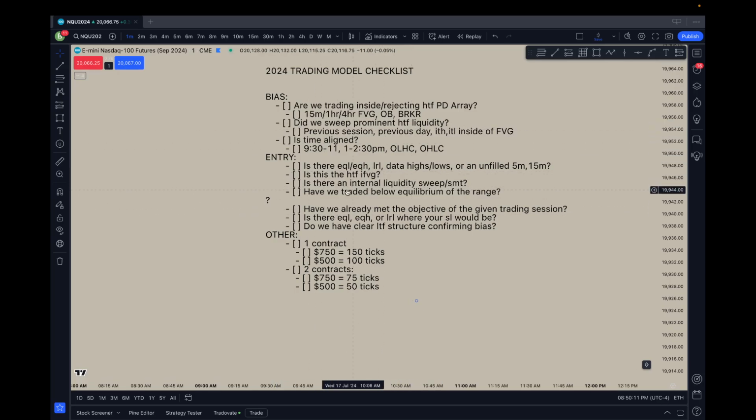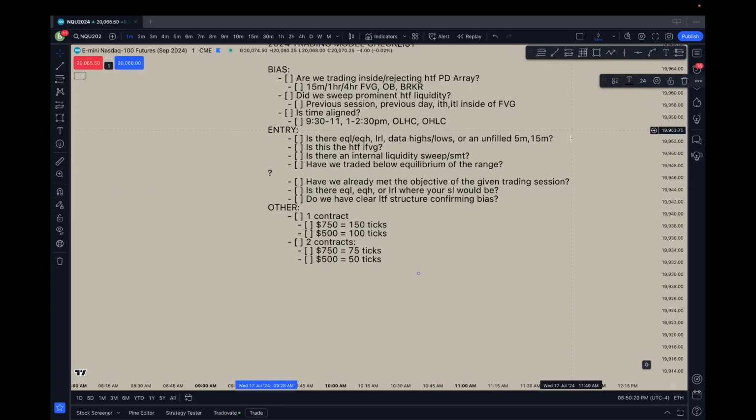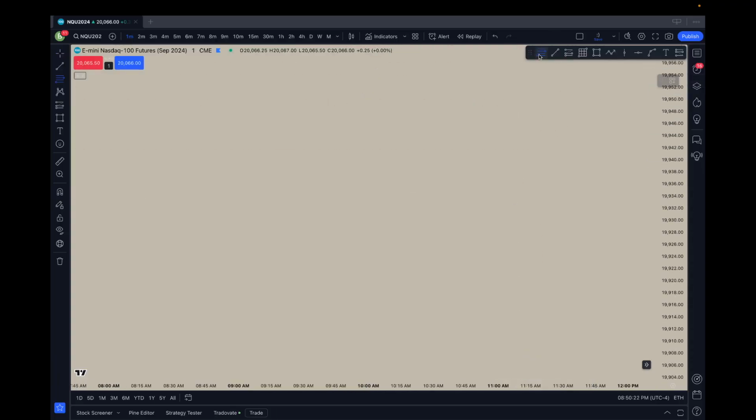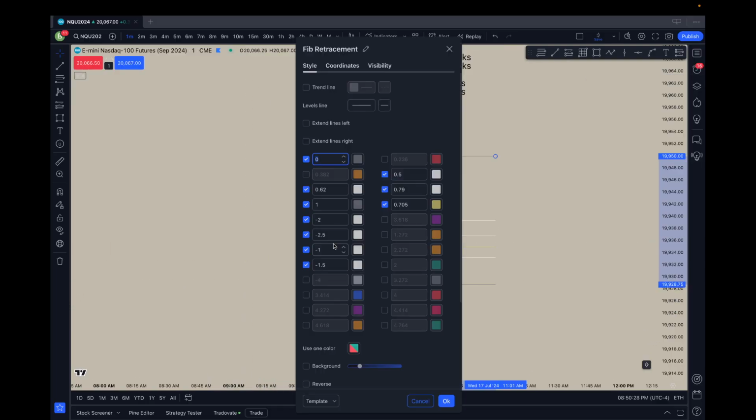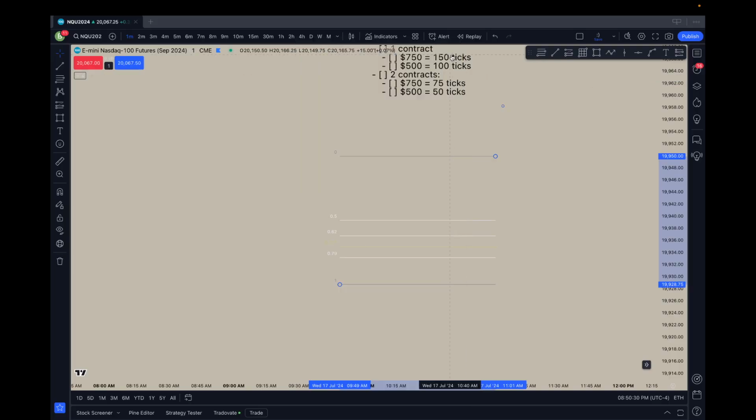Again, have we traded below equilibrium of the range? Yeah, that's generally what I wrote for us. Golden pocket is below OTE. It's 0.7, what is it, 08? Yeah, this is 705. 705.